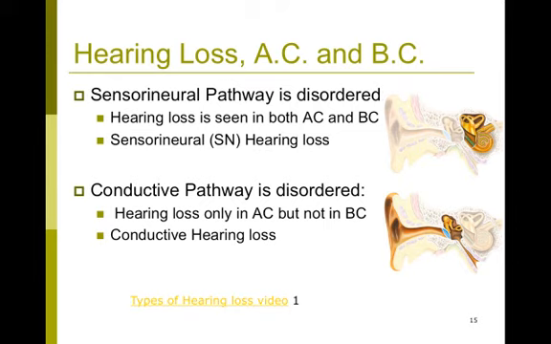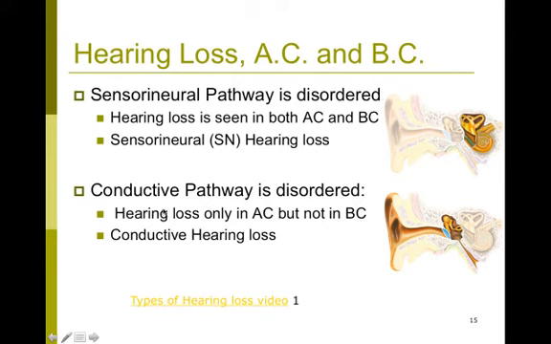So hearing loss, we have three major types of hearing loss. The sensorineural hearing loss, conductive hearing loss, and mixed hearing loss. So if the sensory neural pathway is disordered, or if there's an abnormality in the cochlea and the hearing nerve, then you're going to see a hearing loss in both air conduction and bone conduction. Okay, so if you were to present sounds through an earphone or a bone vibrator, you will see this hearing loss. Okay, and that's what we call a sensory neural hearing loss.